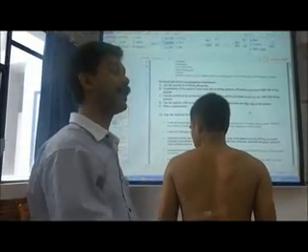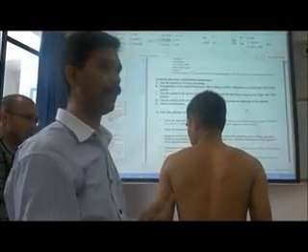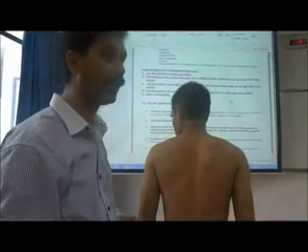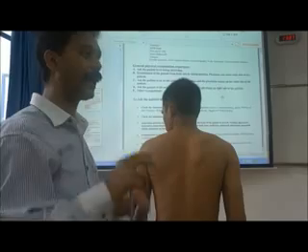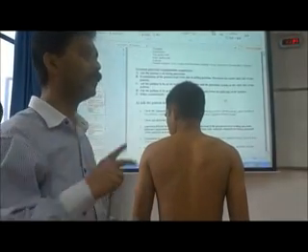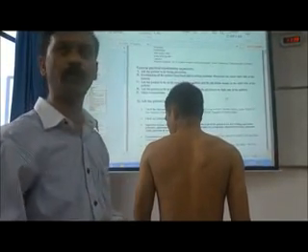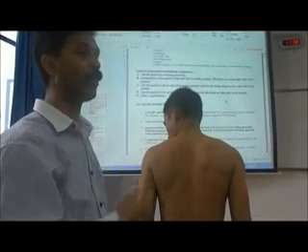And then sometimes we need to think about added sounds. What are the added sounds we find in the chest wall? Number one, that is rhonchi or crepitation. Rhonchi is a musical sound, like a flute. We commonly find it in cases of bronchial asthma.